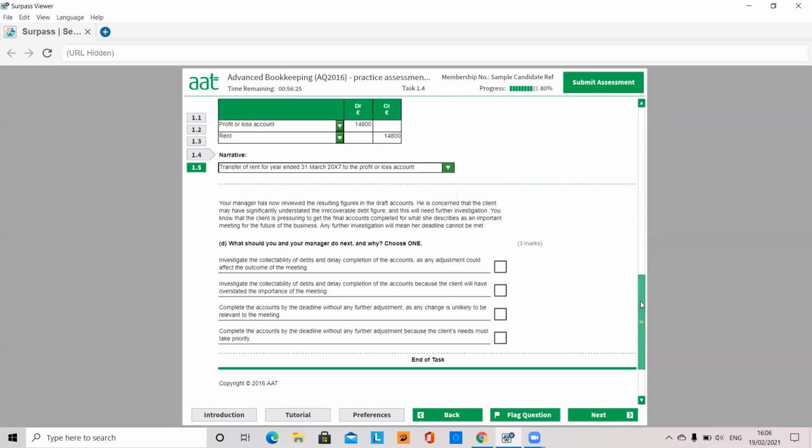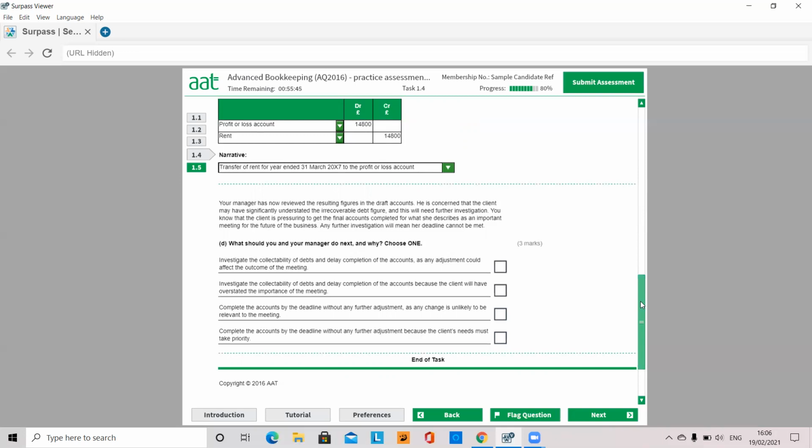Next thing says, your manager has now reviewed the resulting figures in the draft accounts. It's concerned that the client has significantly understated the irrecoverable debt figure and that this will need investigation. You know the client is pressuring you to get the financial accounts completed for what she describes as an important meeting for the future of the business. So any further investigation will mean that she's going to miss her deadline or it can't be met. So what should you and your manager do next, and choose which one you think it should be?